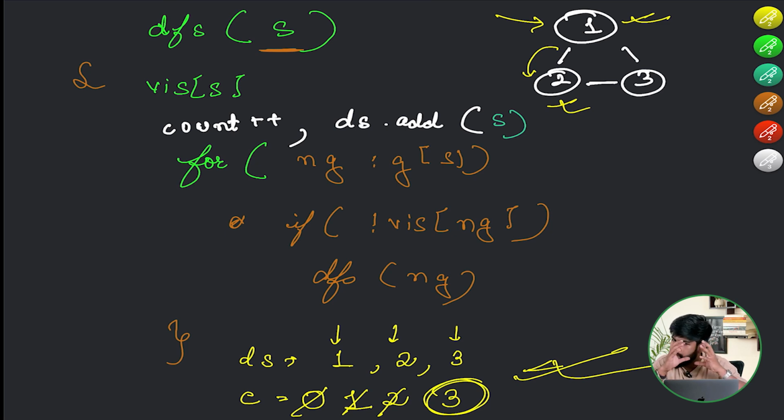But if I just move forward with intuition, I'm thinking that it should be very easy to move forward to the solution. If I move forward with intuition, this is the easiest solution I can get. So the dry run of the DFS function is done. Now let us see the main function.